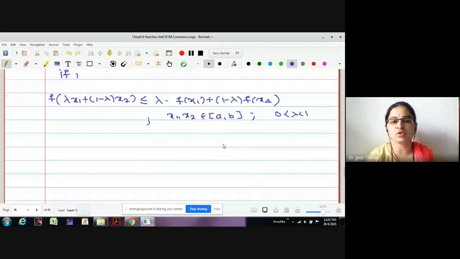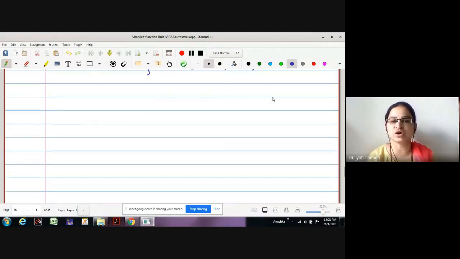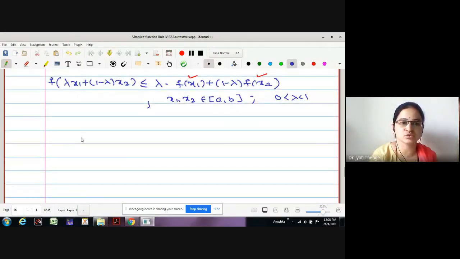Now look at the condition. What does this condition want to tell us? First we will try to understand what lambda x1 plus 1 minus lambda x2 is. In previous lectures we have seen this is nothing but the line segment joining the two points x1 and x2. Similarly, on the right hand side, lambda f of x1 plus 1 minus lambda f of x2 will also give us the line segment joining the two points. Let me just draw this sketch.